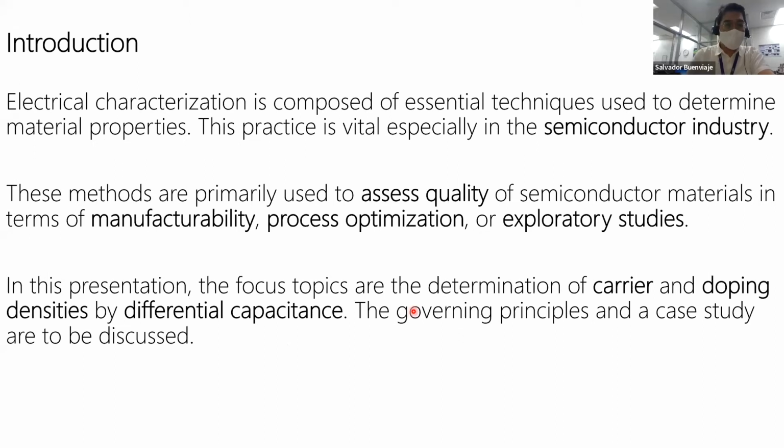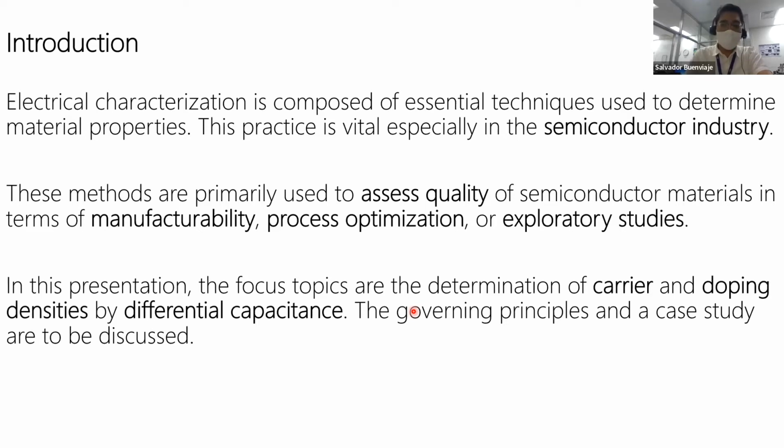So, introduction. Electrical characterization is a very important practice in the industry, particularly the semiconductor industry. It is composed of essential techniques which determine material properties in the form of true electrical concepts. These methods are primarily used to assess quality of semiconductor materials, quality in terms of manufacturability, process optimization, or exploratory studies. So this is from a perspective of the industry.